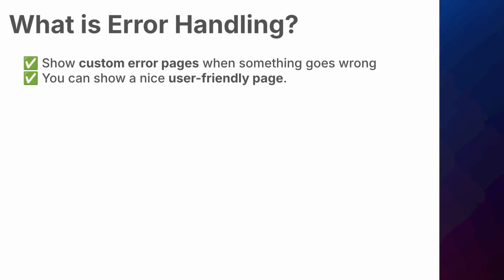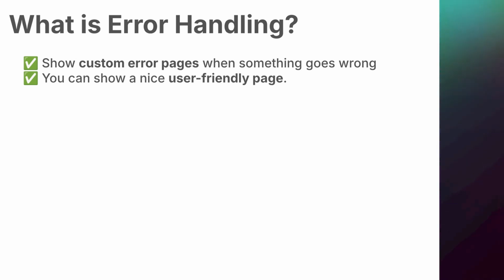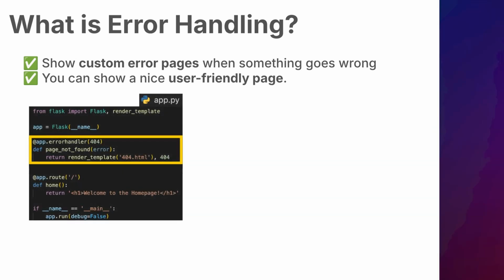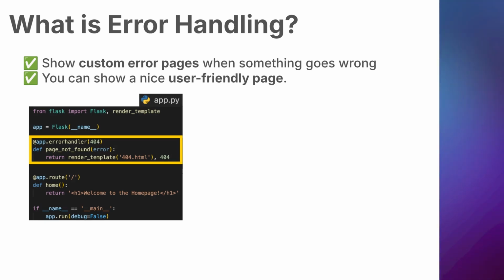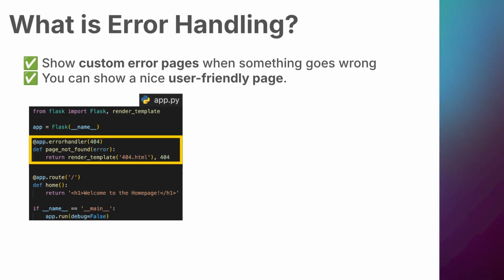Let's say you want to create your original error pages for 404 not found errors. As shown here, you can use the error handler decorator to handle specific HTTP errors, which means whenever a user tries to visit a page that doesn't exist, run the function page not found. The error parameter contains information about what caused the error. Then Flask will show the 404 HTML template located in your templates folder.